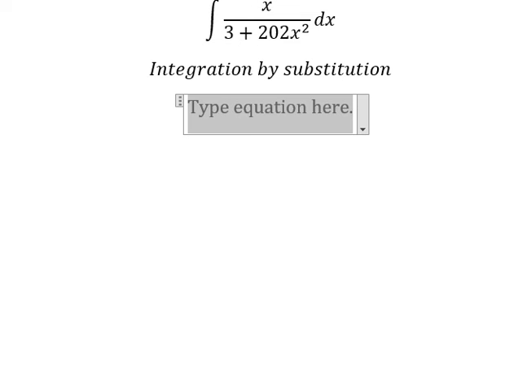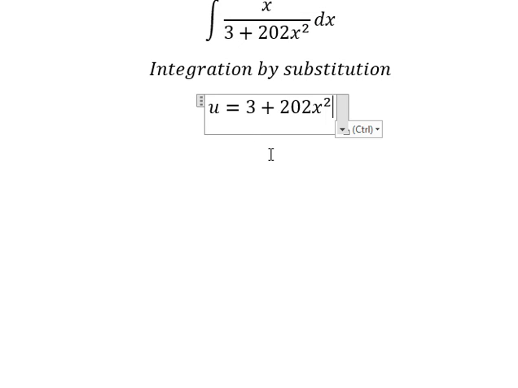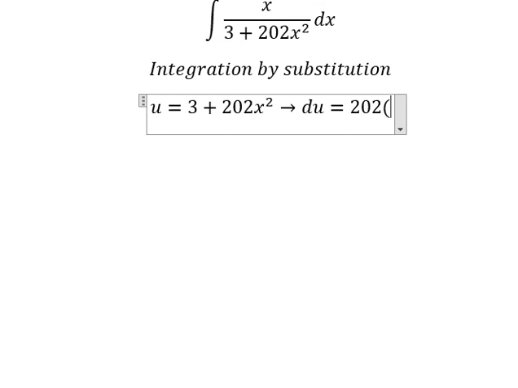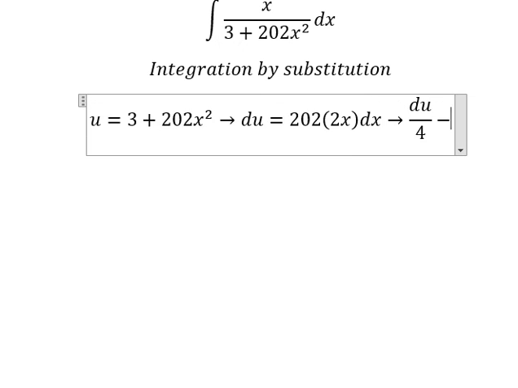So I will put u equals to this one. After that, we need to first take the derivative of both sides. This one is a constant, so you get 0. This one, we have 2x. Because we don't have the number 2 and 202, we need to divide both sides by 2. And you get 404.